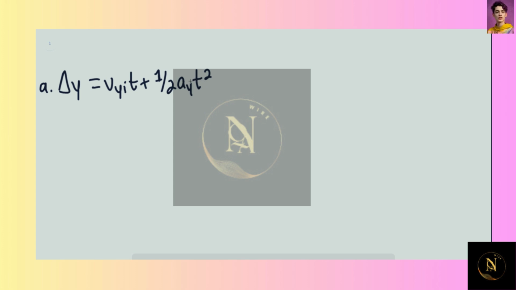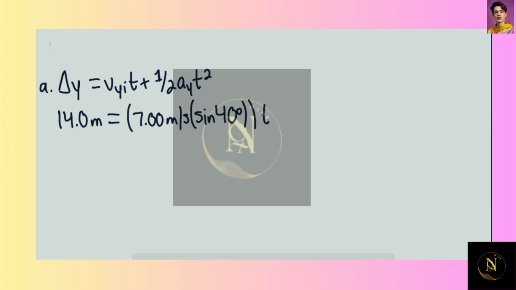Plugging in 14.0 meters, this would be equal to the initial velocity in the y direction. So this would be 7.00 meters per second multiplied by the sine of the 40 degree downward slope, times t, plus 1/2 times 9.80 meters per second squared times t squared. This is a quadratic equation, and you can use the quadratic formula.